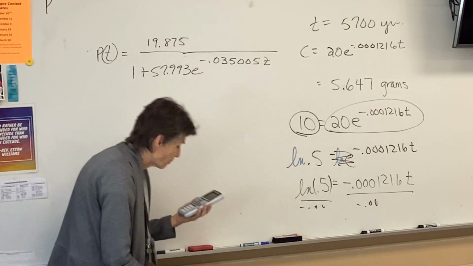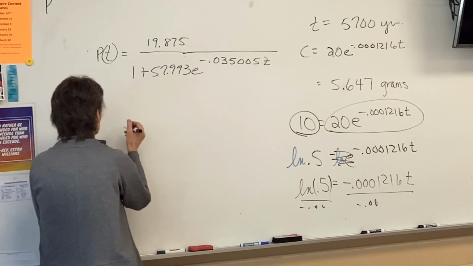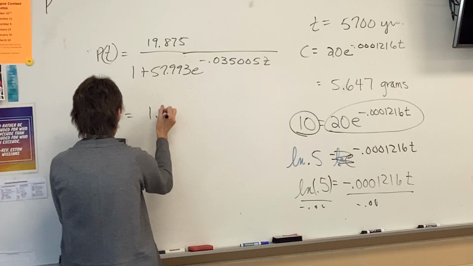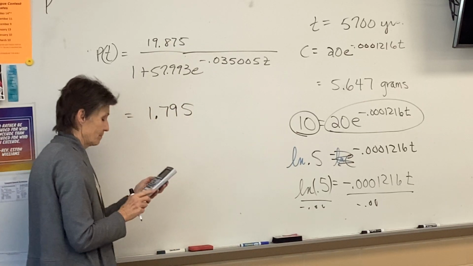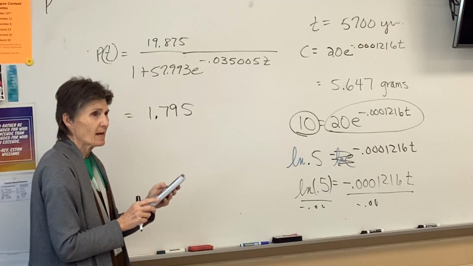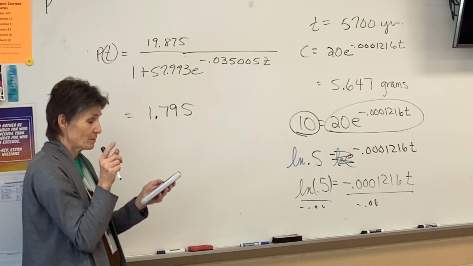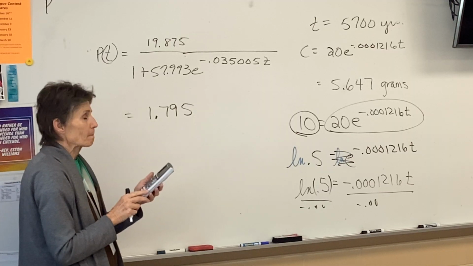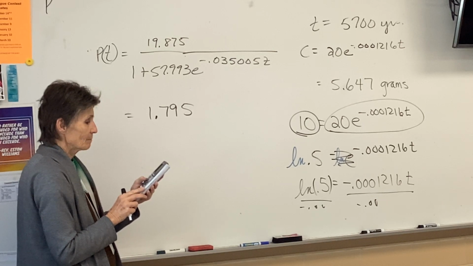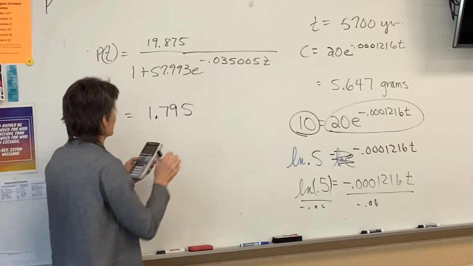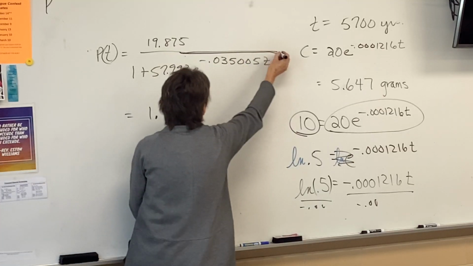That is not what I got. I keep getting 1.795. Anybody else get that? Some of you did, okay. Let's redo it. Go ahead and redo it. We're doing the top two or just the bottom? I've done it twice. So why don't you go ahead and just do the bottom.